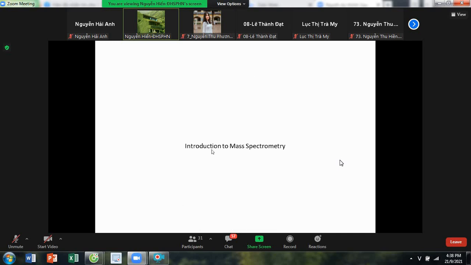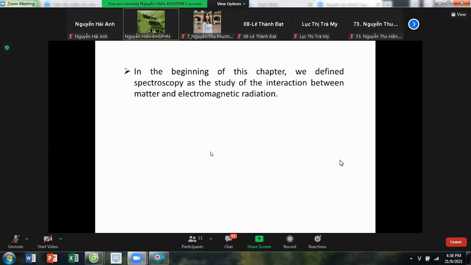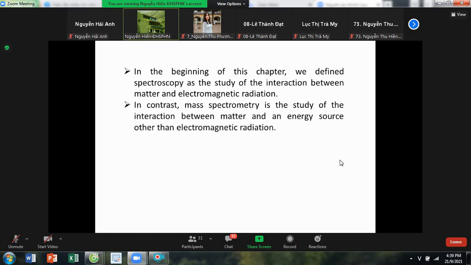So, a very fast introduction. At the beginning of these chapters, we defined spectroscopy as the study of interactions between matter and electromagnetic radiation. Vậy phổ cái chữ spectroscopy là dùng cho phổ ngoại này, phổ của tuần nhân và phổ UV, nhưng với phổ khối thì lại dùng là spectrometry. So in contrast, mass spectrometry is the study of interactions between matter and an energy source other than electromagnetic radiation.